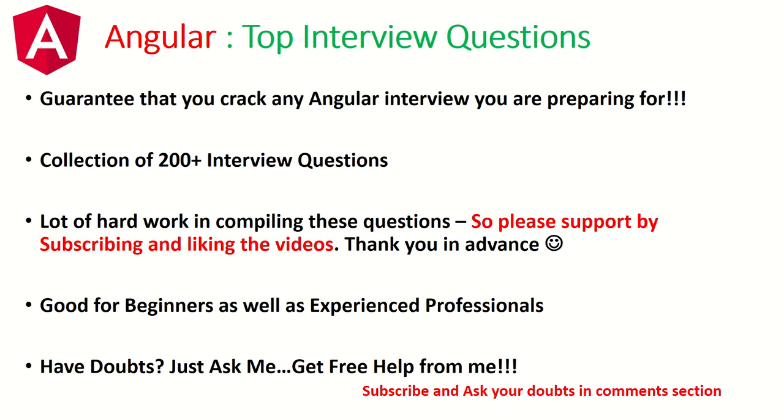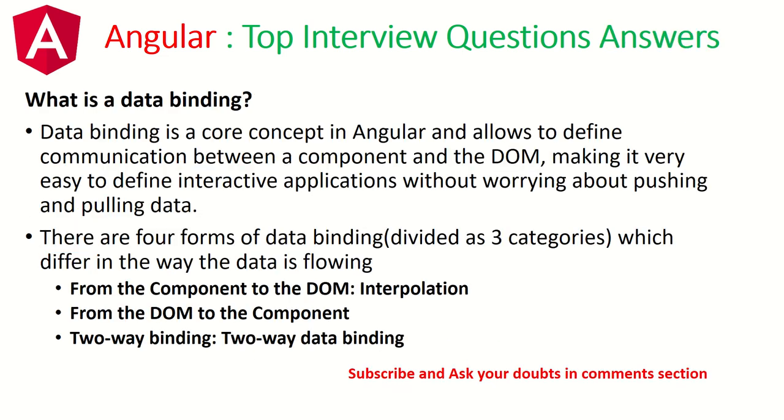Let's get started with Angular Top Interview Questions and Answers, Expert Series Part 2. So the first question is, what is data binding? Data binding is a core concept in Angular and allows us to define communication between a component and the DOM. More often we will need to communicate from template to component and component to the view. There are four forms of data binding that can be used, which are in three main categories. The first is from component to DOM, from DOM to component, and there is two-way data binding also.